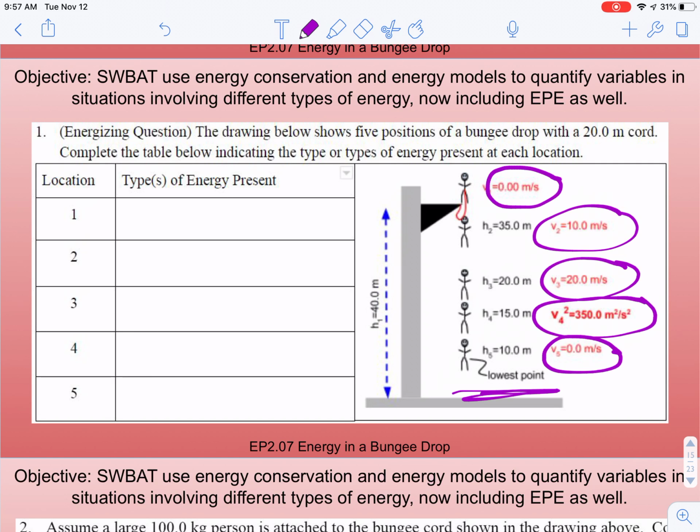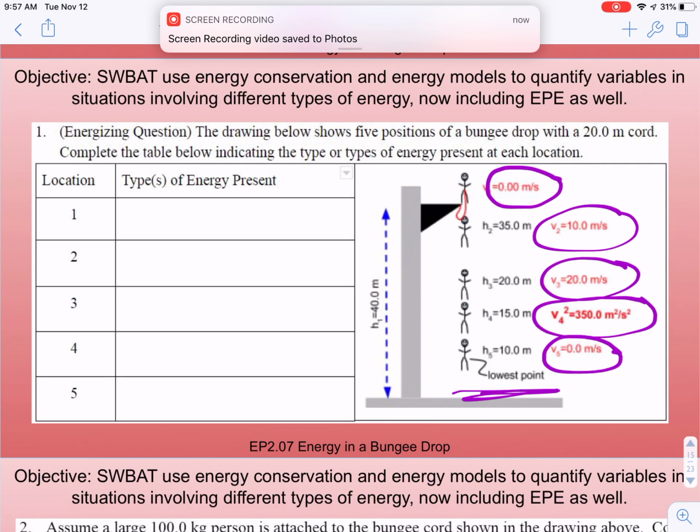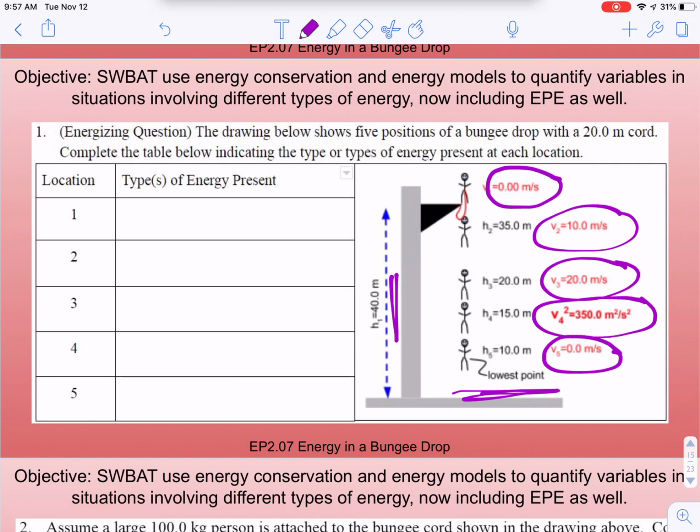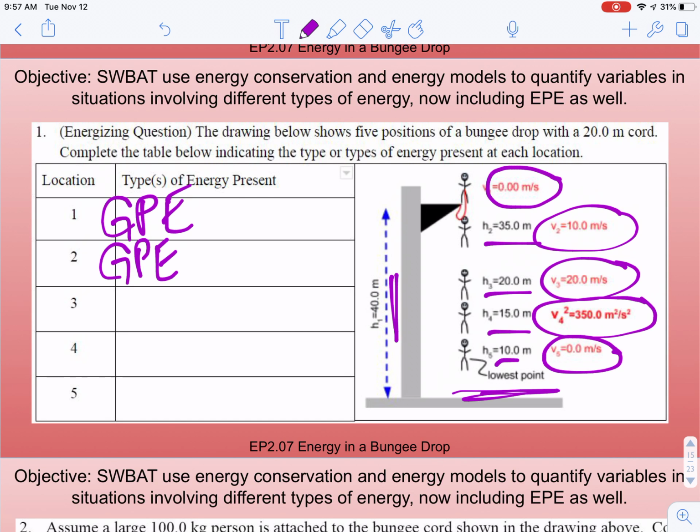So here we go. We're going to start off labeling the types of energy present. For me, it's easier to just go through GPE for everyone, KE for everyone, and EPE for everyone. So which ones have GPE? If we look, we've always got a height. Height 1 is 40, and then height 2 is 35, 20, 15, and 10. So we always have a height above 0, so all 5 of these are going to have GPE. So I'm going to label them all GPE. And again, you guys can just do this on your diagram if you want. I just am not going to have enough space to write on the diagram, so I'm going to do it over here.